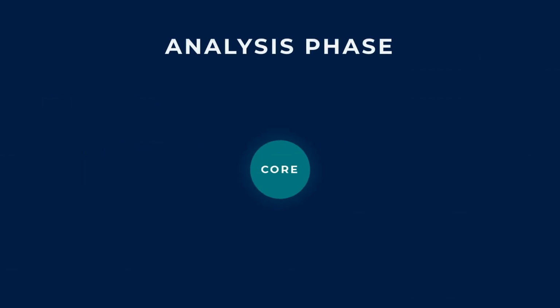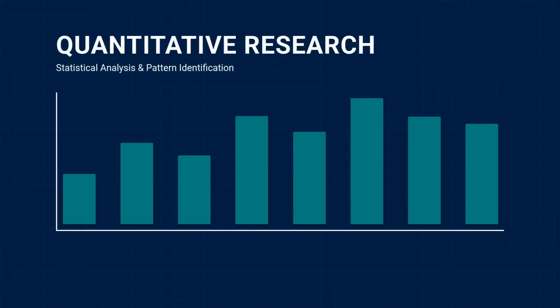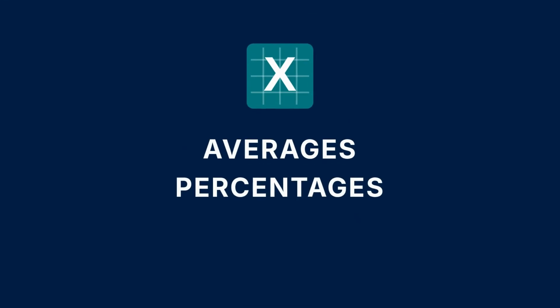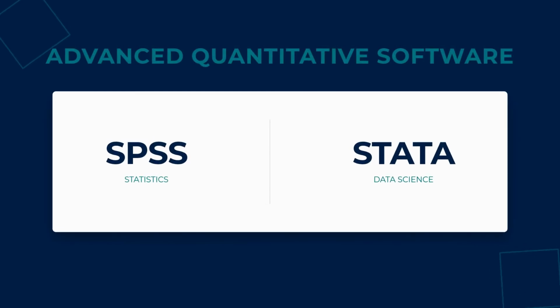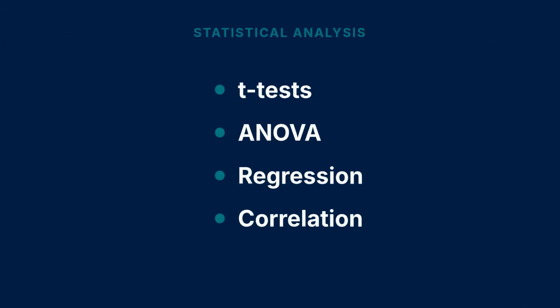After preparing the data, you move to analysis, which is the core of your findings. For quantitative research, statistical tests are used to identify patterns, relationships, or differences. Tools like Excel can help with basic calculations like averages and percentages. For more advanced analysis, SPSS or Stata are widely used for tests like t-tests, ANOVA, regression, and correlation.